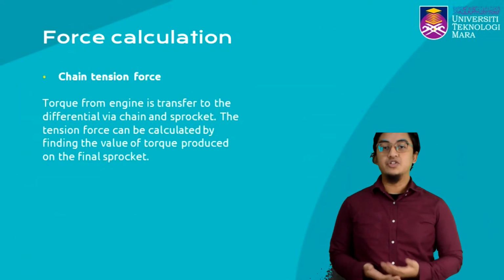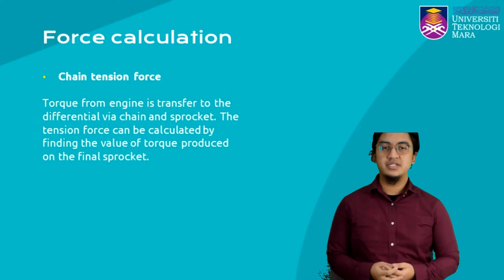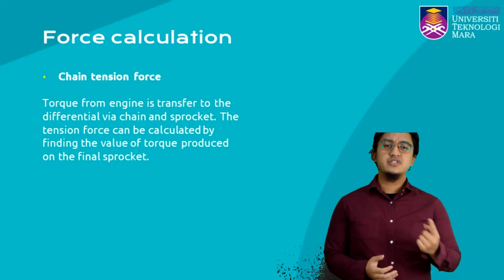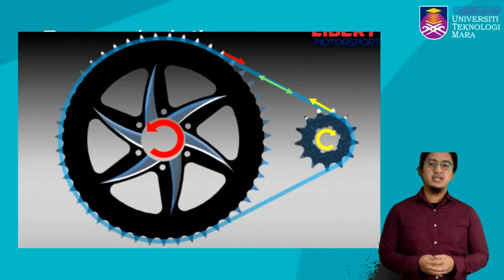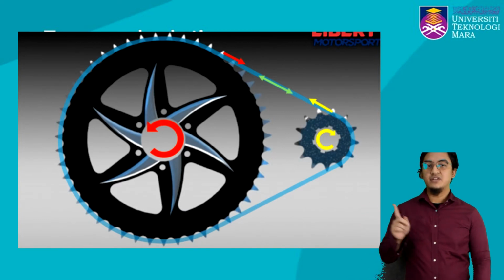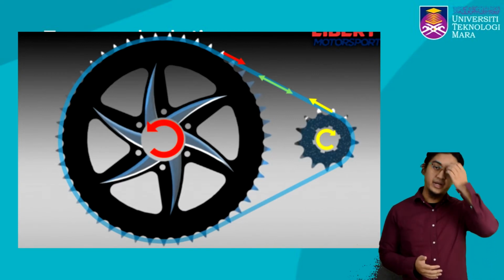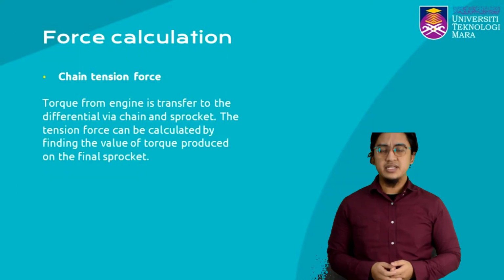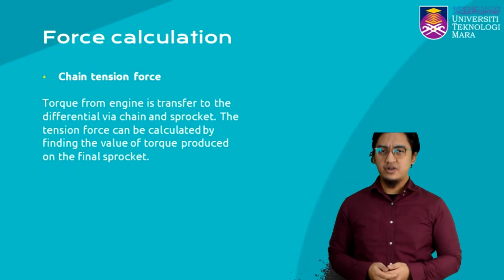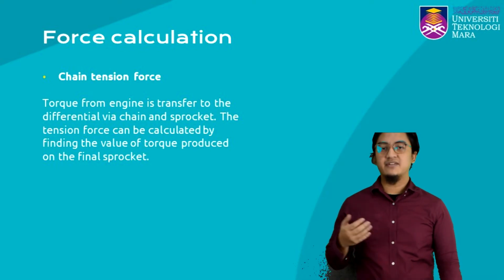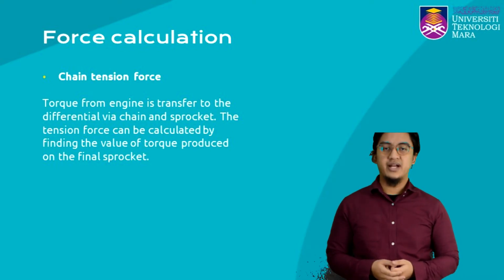The next step, I will show the calculation of forces acting on the differential. The first one we will see is chain tensioning force. The small gear is the driving gear, which is from the engine, and the bigger gear or sprocket is the driven gear. Torque from the engine is transferred to the differential via chain and sprocket. Chain tensioning force is the reaction force acting on the tooth of the sprocket. The tension force can be calculated by finding the value of torque produced on the final sprocket.